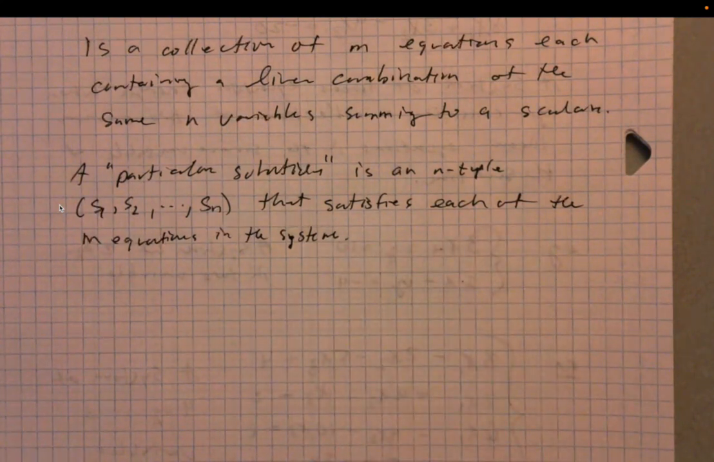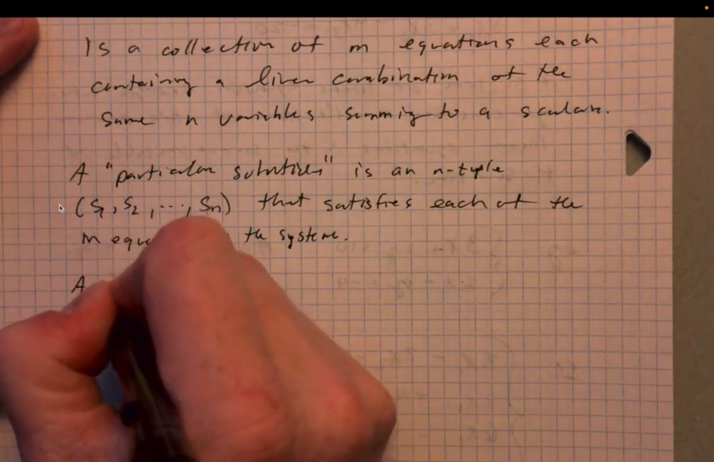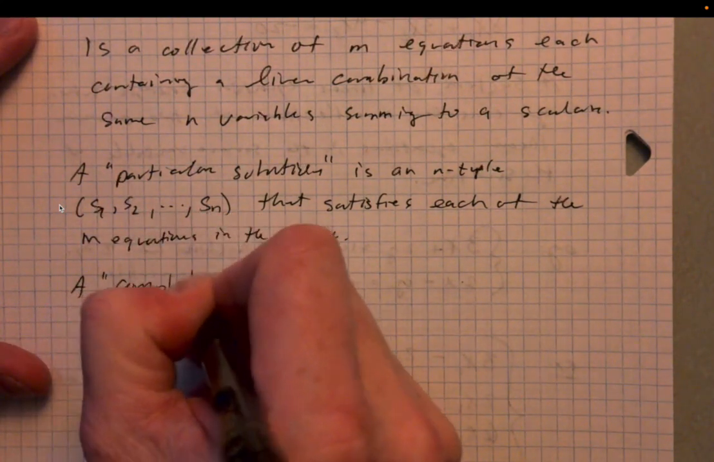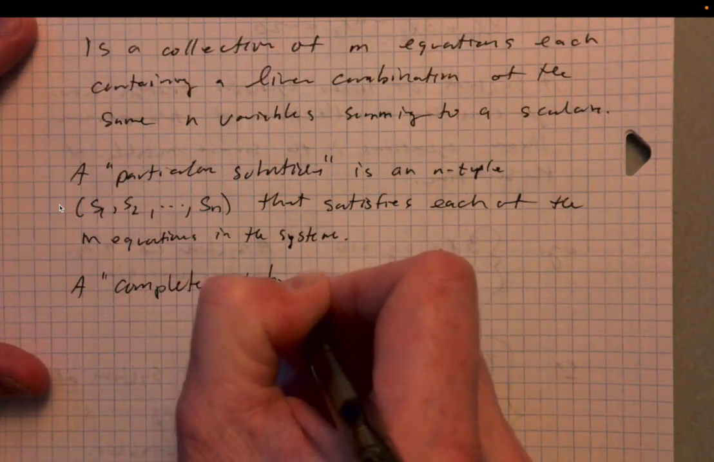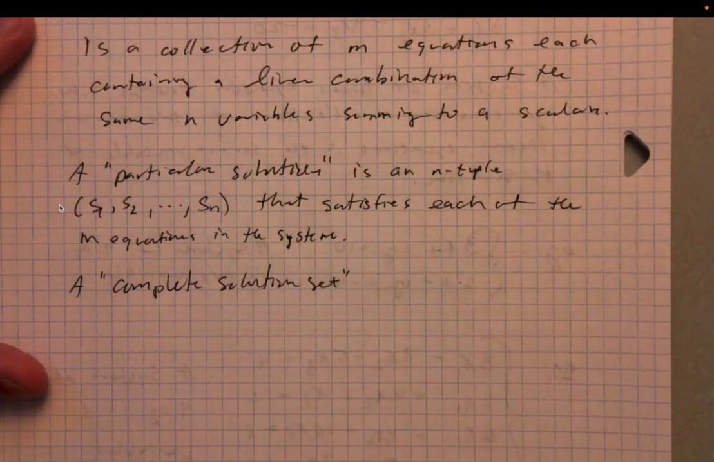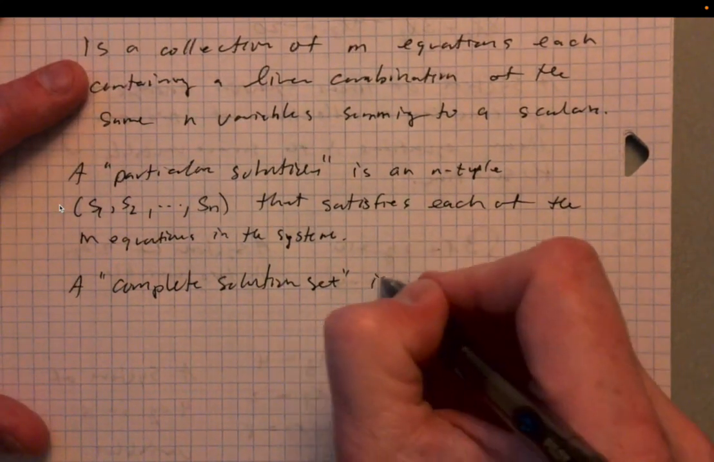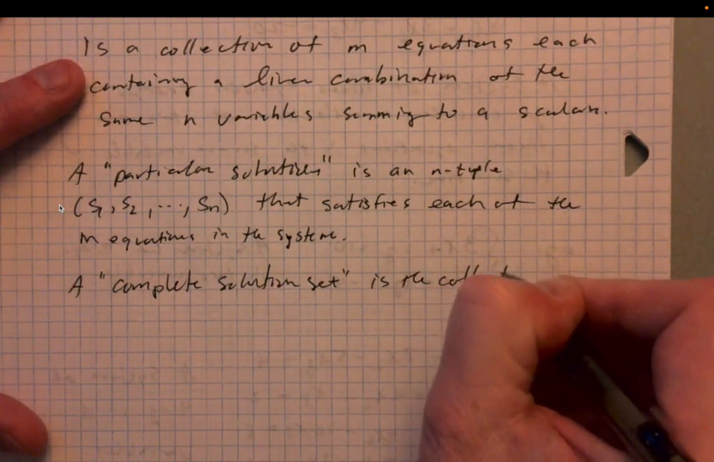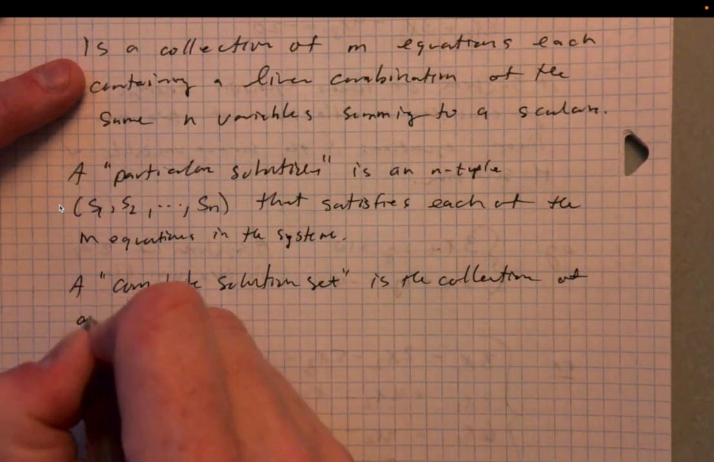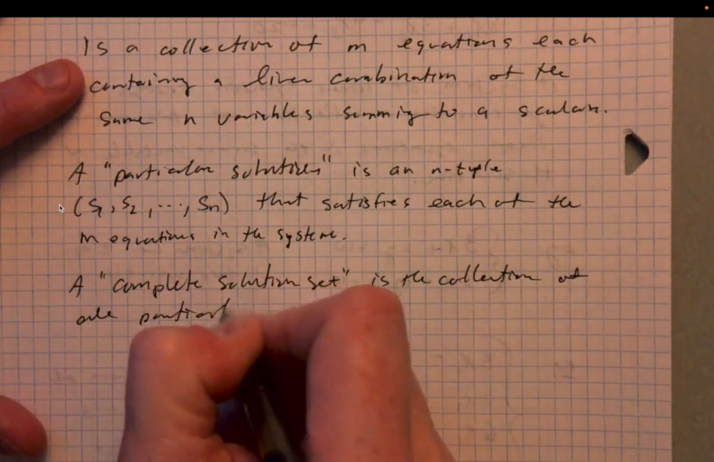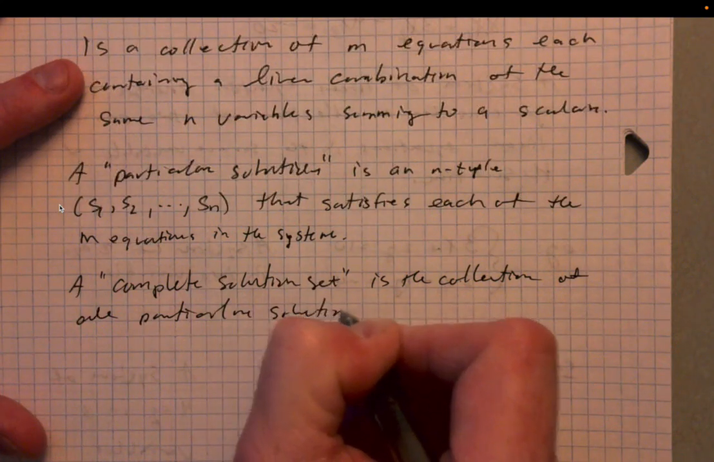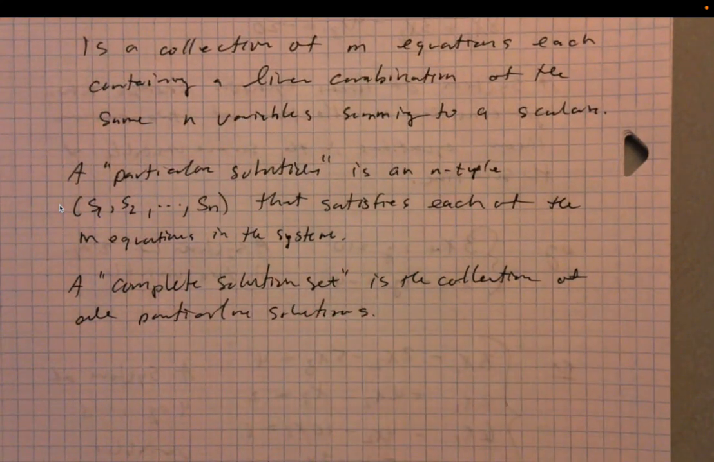Okay, so that's a particular solution. And a complete solution set is the collection of all particular solutions. All right. So a complete solution set is a collection of all particular solutions.